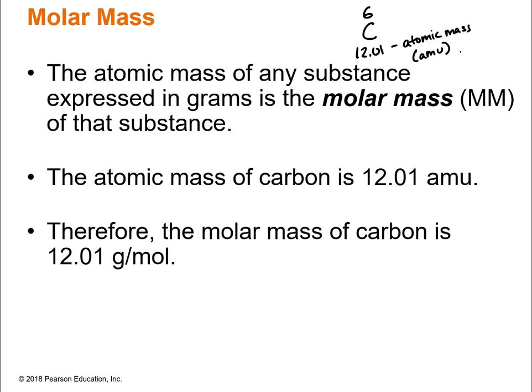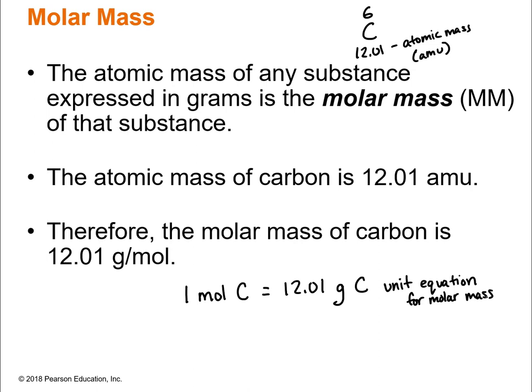If you take that 12.01 and instead express that as grams, you could say one mole of carbon is equal to 12.01 grams of carbon. This is the unit equation for molar mass. And what we can write is 12.01 grams of carbon for every one mole of carbon, and the reciprocal: 1 mole of carbon is the same as 12.01 grams of carbon.